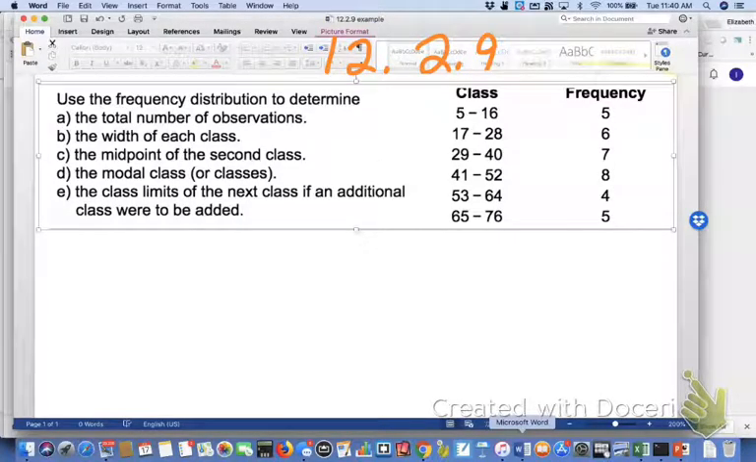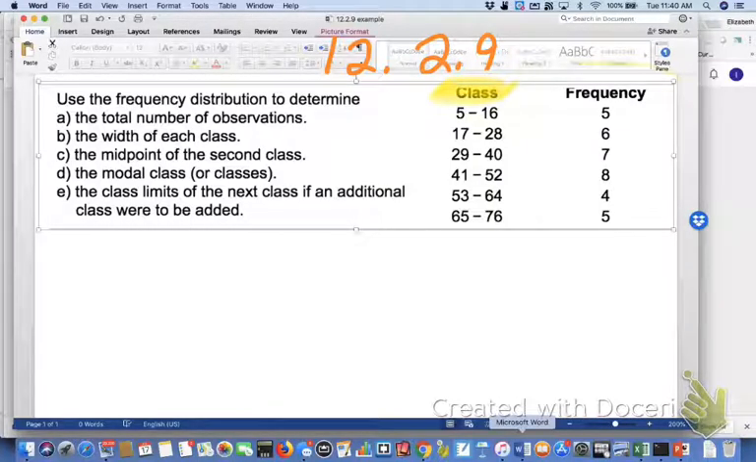Hey guys, this is the example from the textbook that goes along with the 12.2.9 question on your homework over frequency distribution and graphs. And in the question, they really didn't give you a lot of context here. I'm going to assume that when they say class and they have the intervals underneath it, that they're talking about class size. I'm just going to make it up and I'm going to go with it.